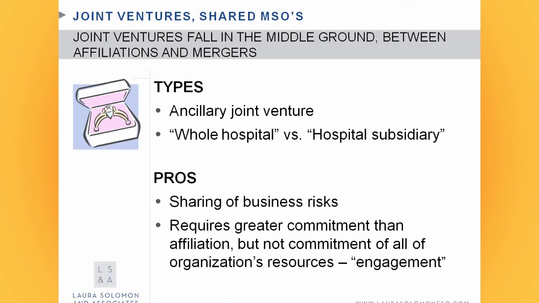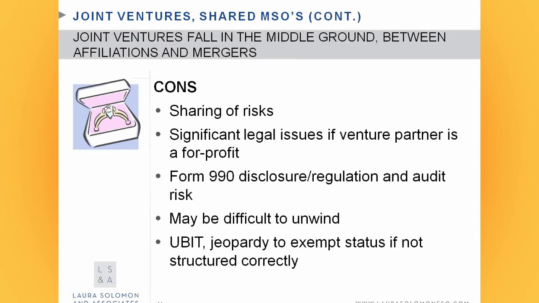And it requires more of a commitment for this than an affiliation, but I'm not committing all of my resources, right? So it's a little bit like an engagement. We're definitely entering into a greater level of commitment, but we're not really committing everything. So those are the pros. And Arlene, if you can advance, we'll also talk about the cons briefly.